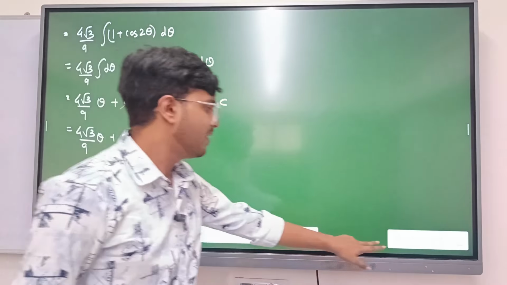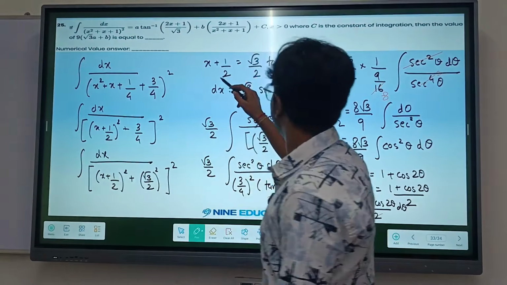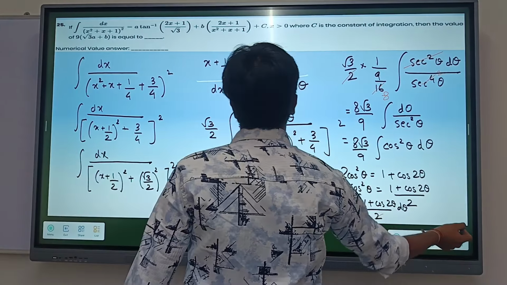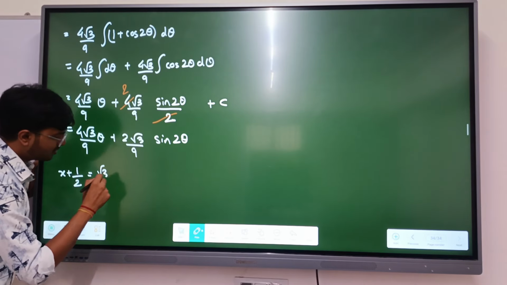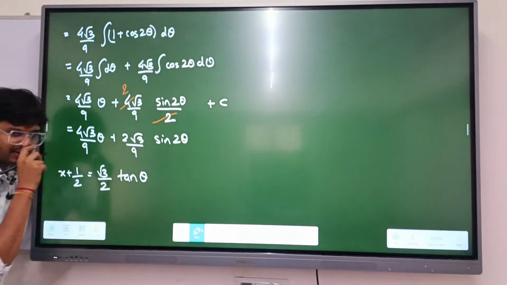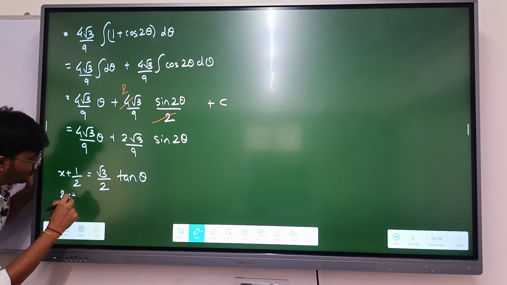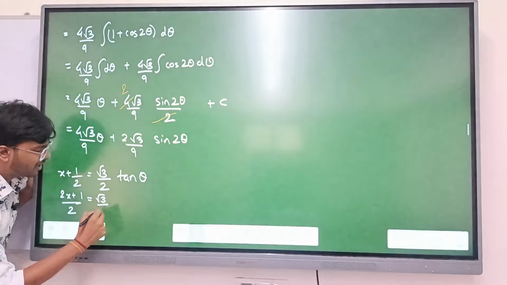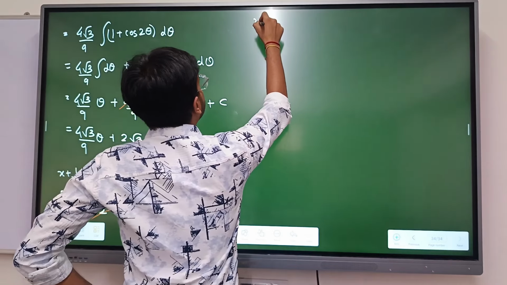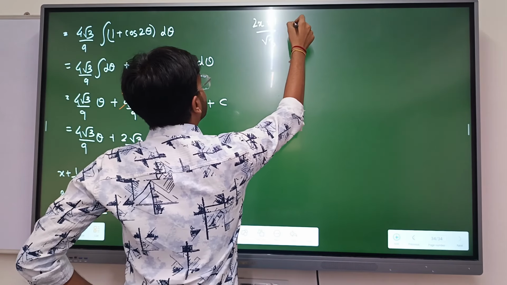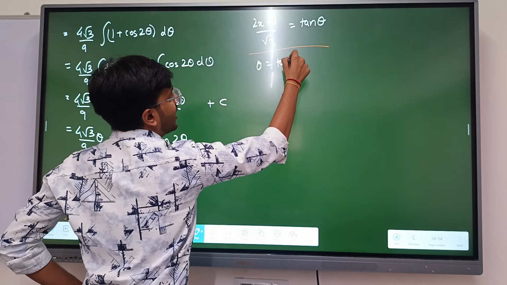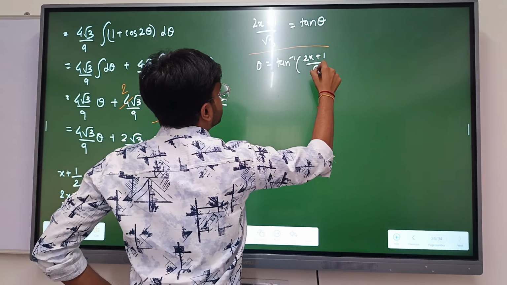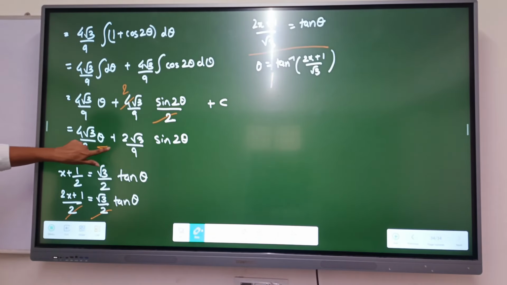Now what was theta which we took earlier? We took x plus 1 by 2 as root 3 by 2 tan theta. So I can get the value of theta from here. Take LCM: (2x plus 1) by 2 equal to root 3 by 2 tan theta. 2 and 2 cancel. So what will I get? (2x plus 1) by root 3 equal to tan theta. So we got tan theta, and we got theta as tan inverse of (2x plus 1) by root 3.